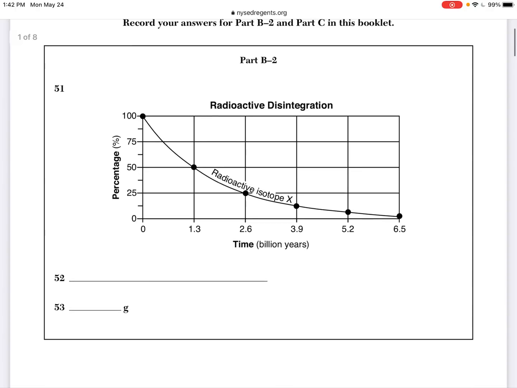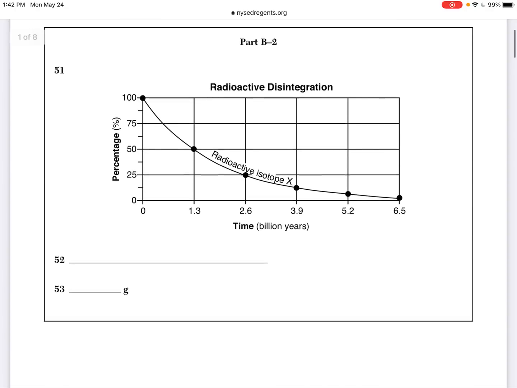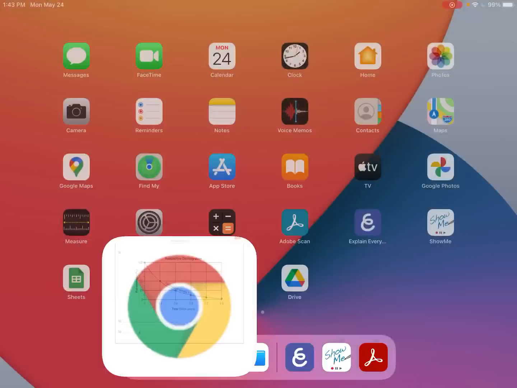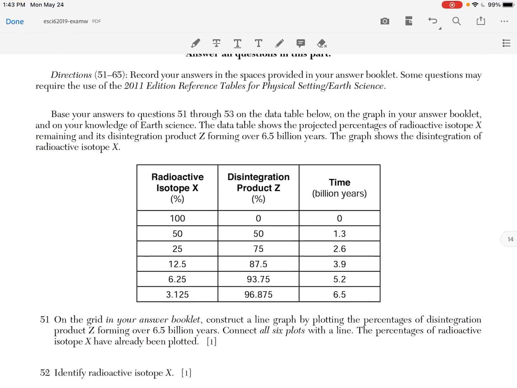And just a heads up, and we'll remind you of this, all of these answers must be done in pen, except for any drawings that you might do. Like, for example, question 51, you could do that in pencil if you wanted to, but all the other answers must be done in pen. So just a heads up on the rest of these questions. They're all going to be short answer. So let's start with question number 51.